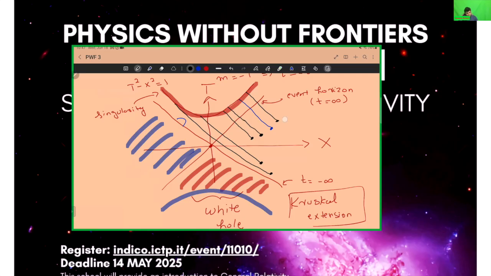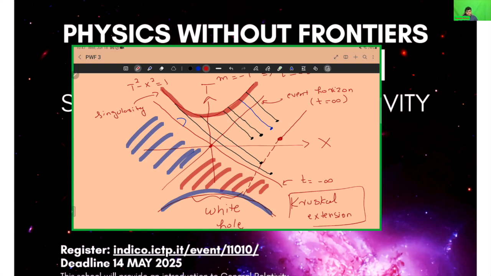Okay, so let me make another thing here. Let me start from here and let me talk about a particle that tries to go towards infinite r. If you extend its path backward, you can interpret it by saying that it came from this blue thing, right?